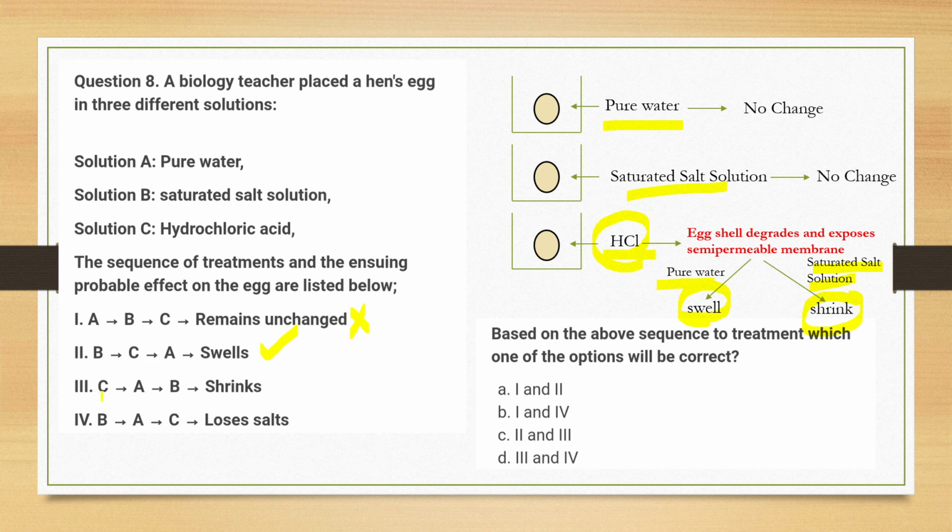Next, if you first put it in HCl, the eggshell will be invaded, and if you then put it in water, the egg will swell, and if you then put it in saturated salt solution, it will shrink. So it is also correct.